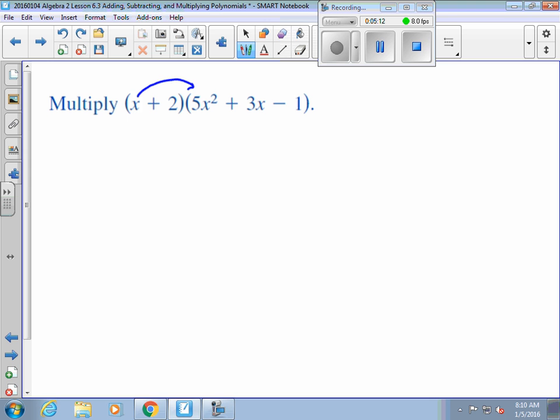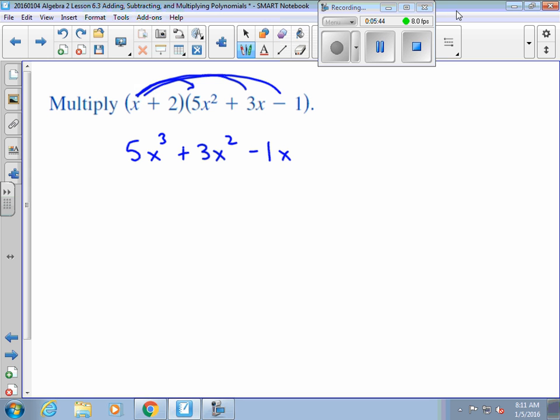X times 5x squared. Again, 1 times 5, like earlier, is 5. X times x squared, you add 1 and 2 to get x to the third power. Remember, anytime you multiply the same bases, you add exponents. This one right here, x times 3x. Again, 1 times 3 is positive 3. X times x, again, you add exponents to get x squared. And x times negative 1. 1 times negative 1 is negative 1. And don't forget about the x. That's multiplying x times all of the three terms.